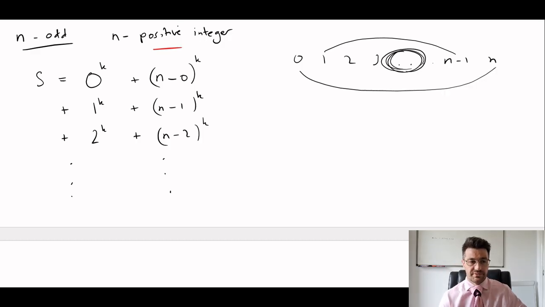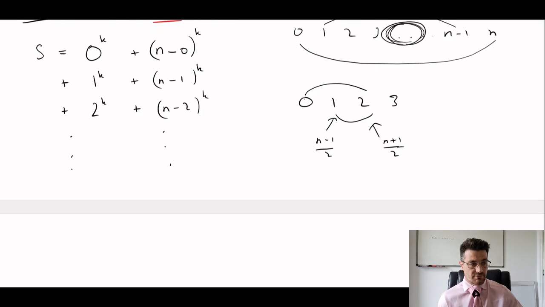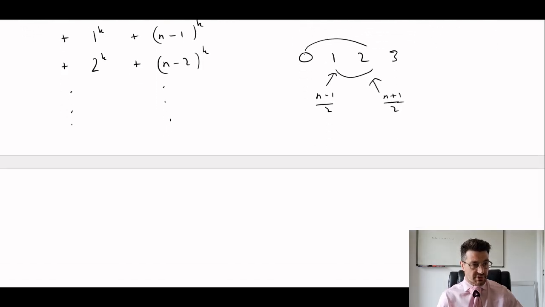I've just got to be clear. So just try it out for a few small number cases. So you've got 0, 1, 2, 3. If n is odd, then there's going to be an even number of numbers if I include 0. And which are the two middle numbers? Well, it looks like it's going to be n minus 1 over 2 and n plus 1 over 2. Okay, so that tells me what I need to be writing here, right at the very end.